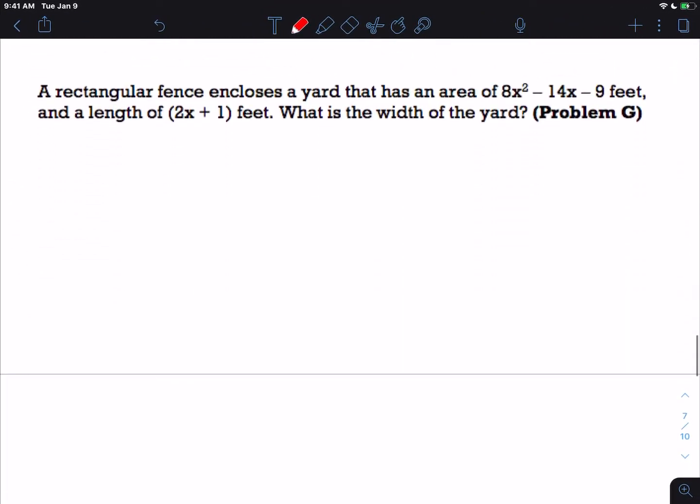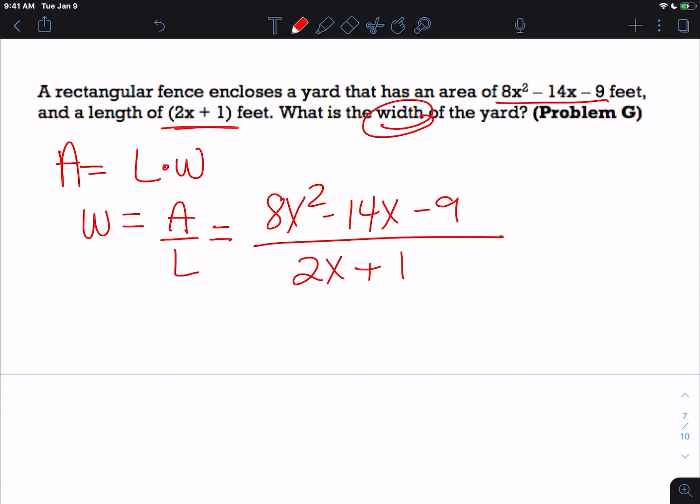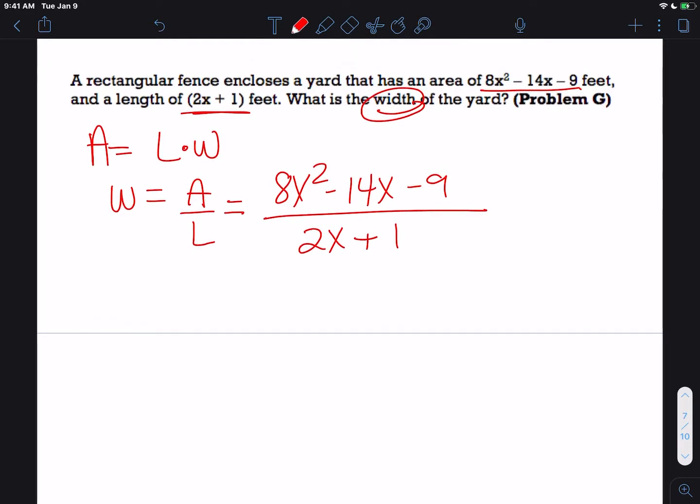Next one. A rectangular fence encloses a yard that has an area of this many feet and a length of that many feet. What is the width? So if I remember right, area is length times width. So my width is going to be area divided by length. Okay, so what I'm going to do is I'm going to do that reverse box method.